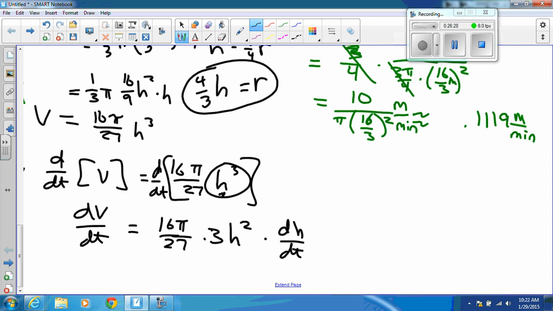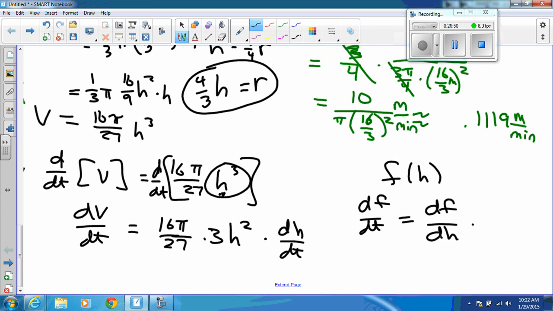This process is not hard, but it escapes a lot of students because they want to make it complicated. Outside, inside, done. And Leibniz comes to the rescue here. If I have a function of h, which I do, then df/dt equals df/dh times dh/dt. The derivative of f with respect to h times dh/dt.